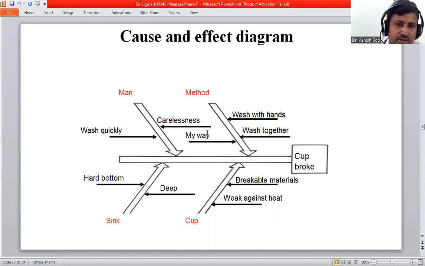Just attack on this. Maybe he didn't wash his hands. It's the major issue. He is not washing the hand. That is the only reason, because never earlier was a cup broken, or he was washing too quickly to go out, or some appointment was there. So that can be a number of things. So this is an example. You can make n number of such kinds of diagrams yourself to solve your problem.